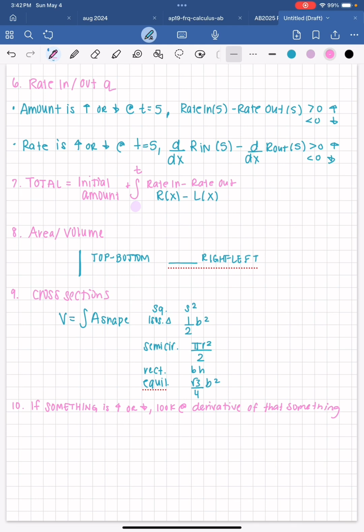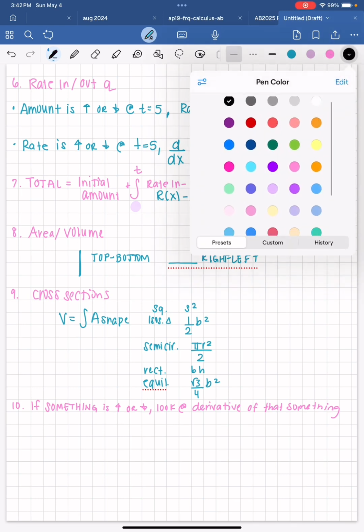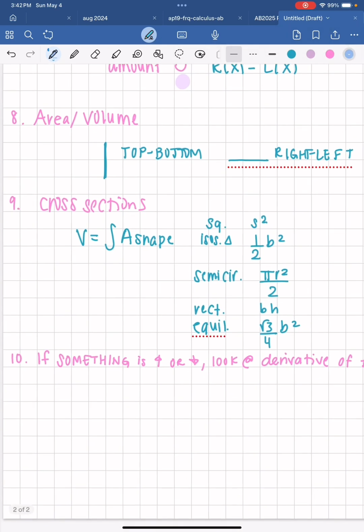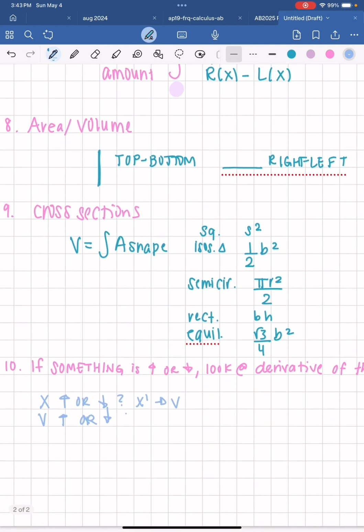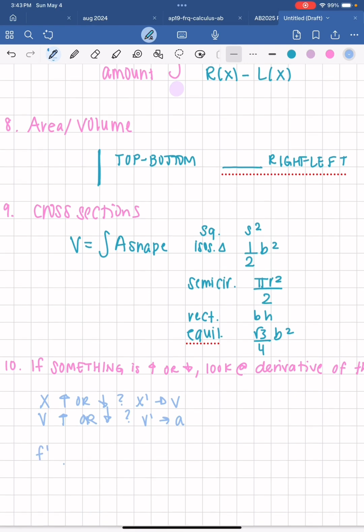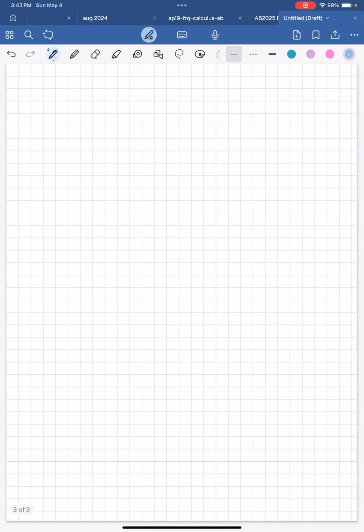Say they want to know if position is increasing or decreasing, you're going to look at the derivative of position, which is velocity. If they want to know if velocity is increasing or decreasing, you're going to look at the derivative of velocity, which is acceleration. If they want to know if the derivative is increasing or decreasing, you're going to look at the derivative of the derivative, which is the second derivative. Okay?